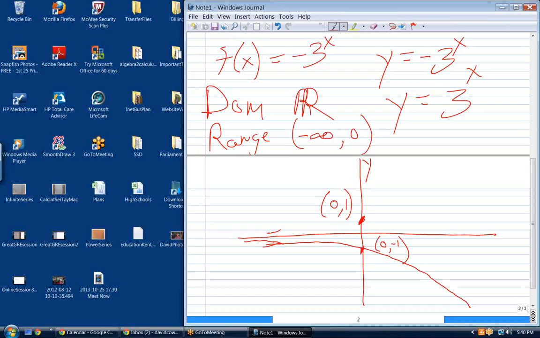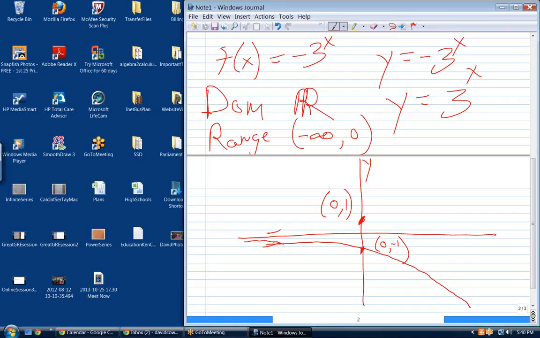I don't know if you'd lose points or not if you put 0, negative infinity. You might. Proper interval notation. I think I probably would. Proper interval notation either goes from left to right or from bottom to top.